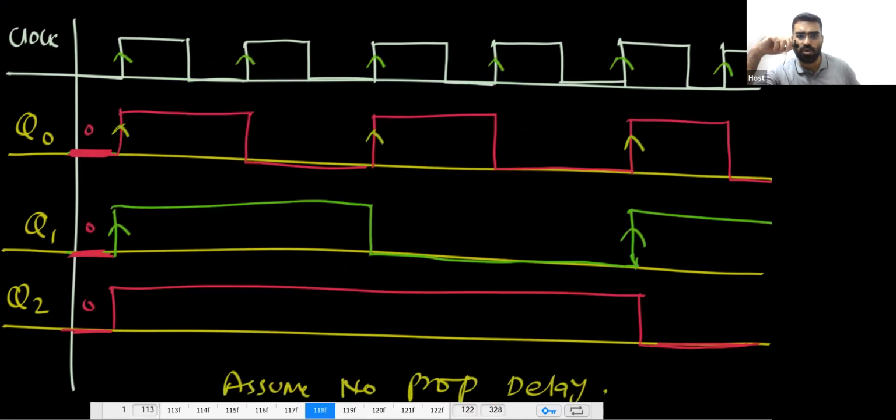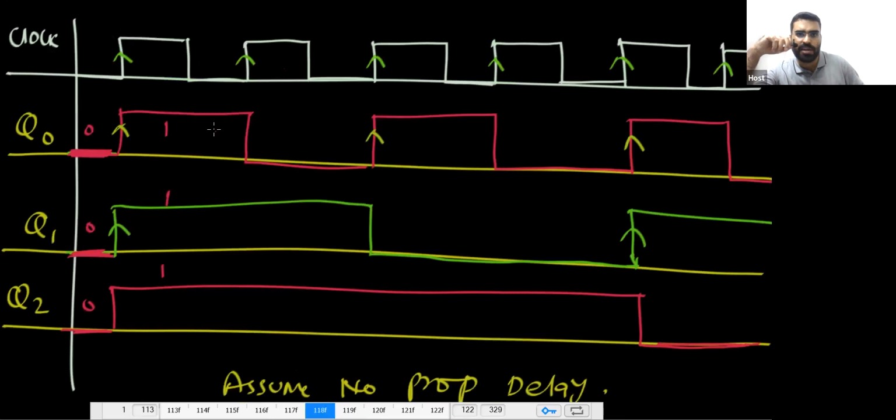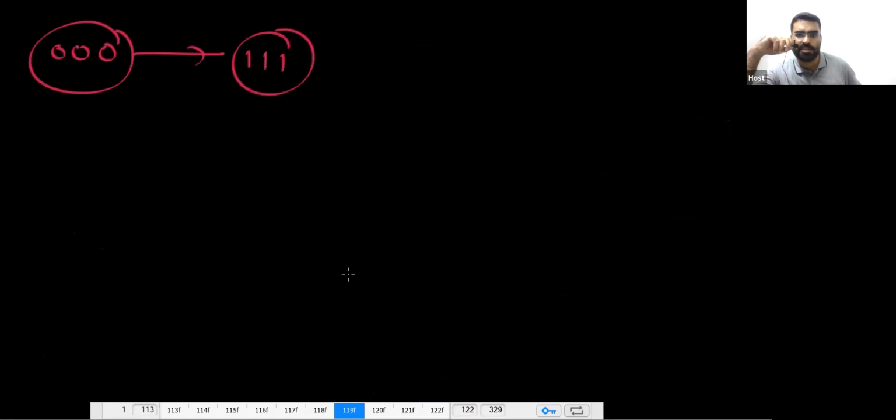What is the output that you got? I can say this is what you are getting from 0, 0, 0. Where are we going? We are going to 1, 1, 1. Remember, this is MSB. So the next state is 1, 1, 0.